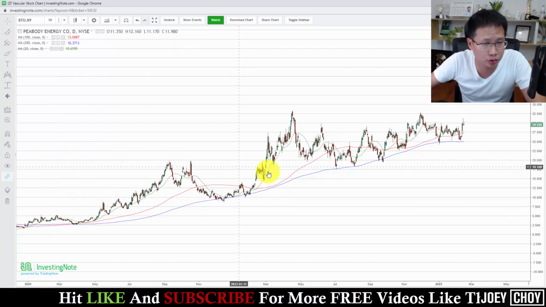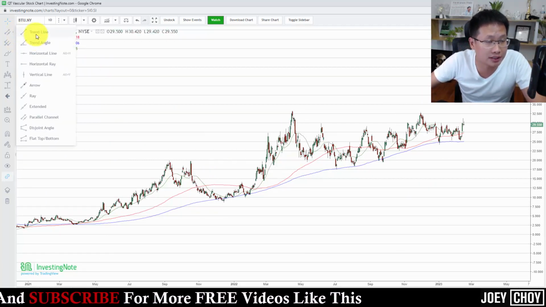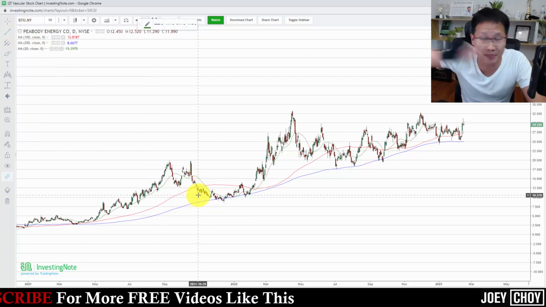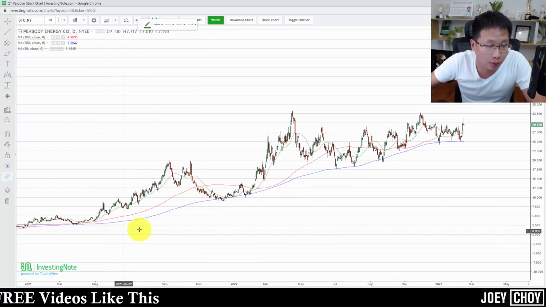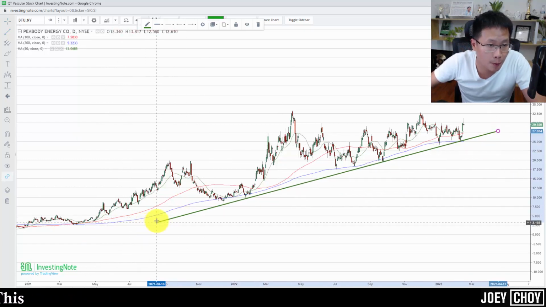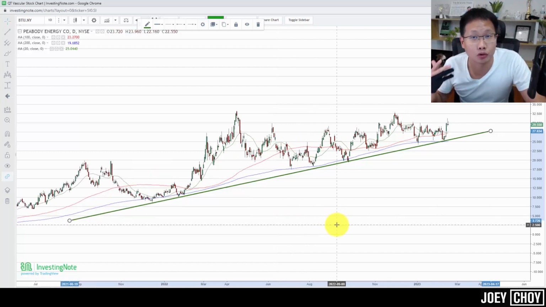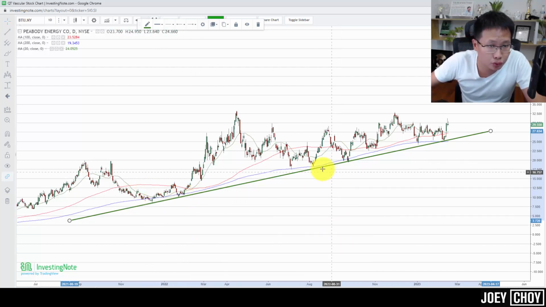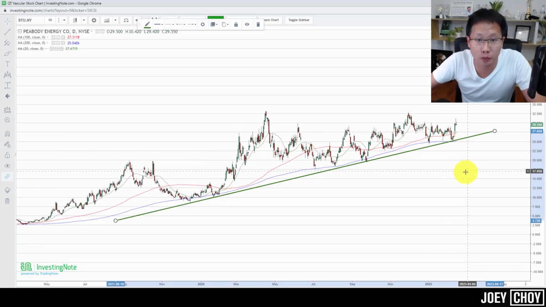All right, so let's go ahead and draw what we call the upward sloping channel support line. Very simple, right? Just with a click of a button. Just now we did it manually using a pen, but now with a click of a button, you can draw an upward sloping channel support line right here, just by clicking one end and then the other. The more points we have to draw a line, the better it is. In this case, there are about 8 points. So far we are still above this upward sloping channel support line.